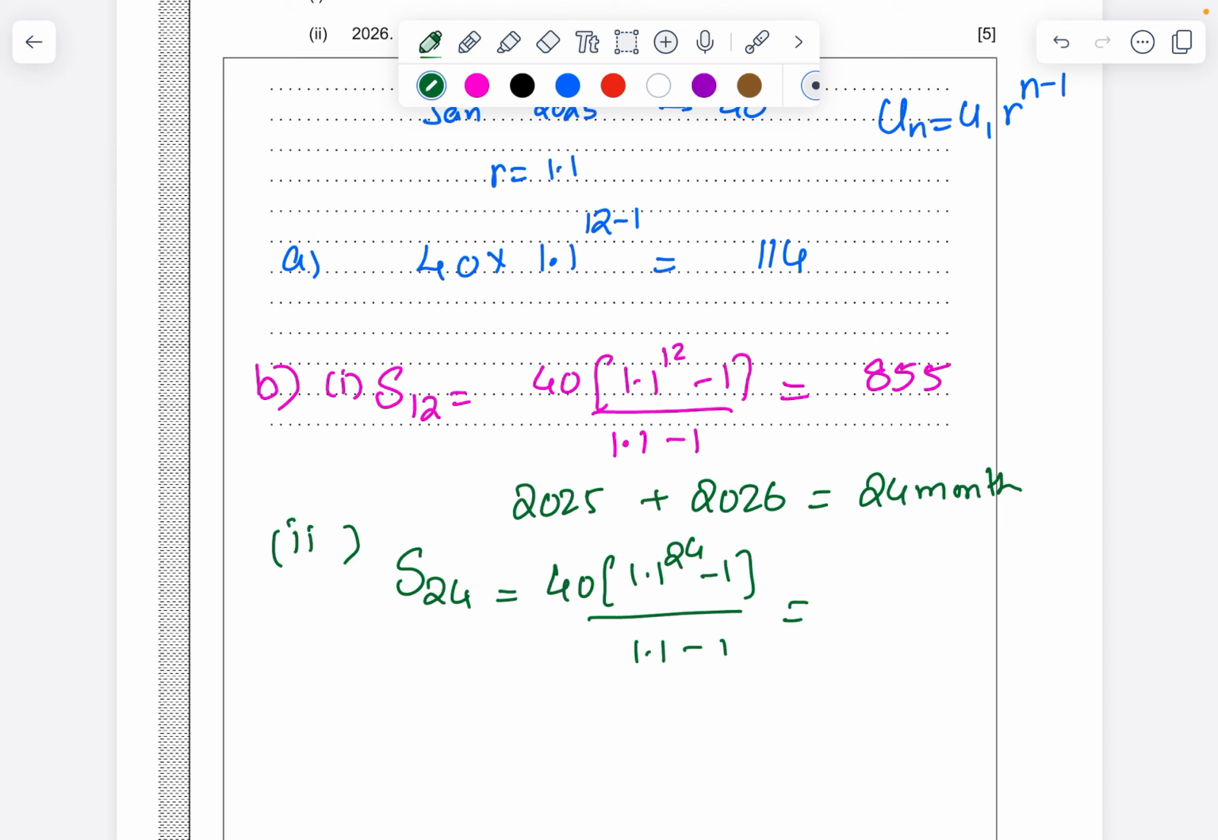So which is going to be 40 times 1.1 to the power of 24 minus 1, divided by 1.1 minus 1, which is going to be 3539.89.